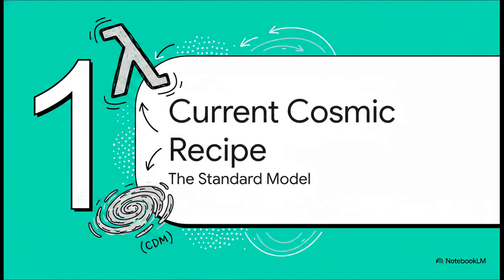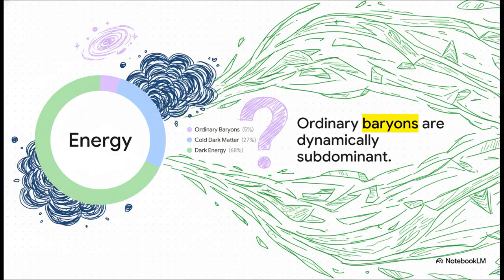All right, Section 1, the current cosmic recipe. Look at this breakdown of our universe. Only about 5% of it is ordinary baryons. That's the normal matter that makes up you, me, the room you're sitting in right now, the stars, the planets, all of it. Just 5%. Then we've got 27% cold dark matter and a massive 68% dark energy.